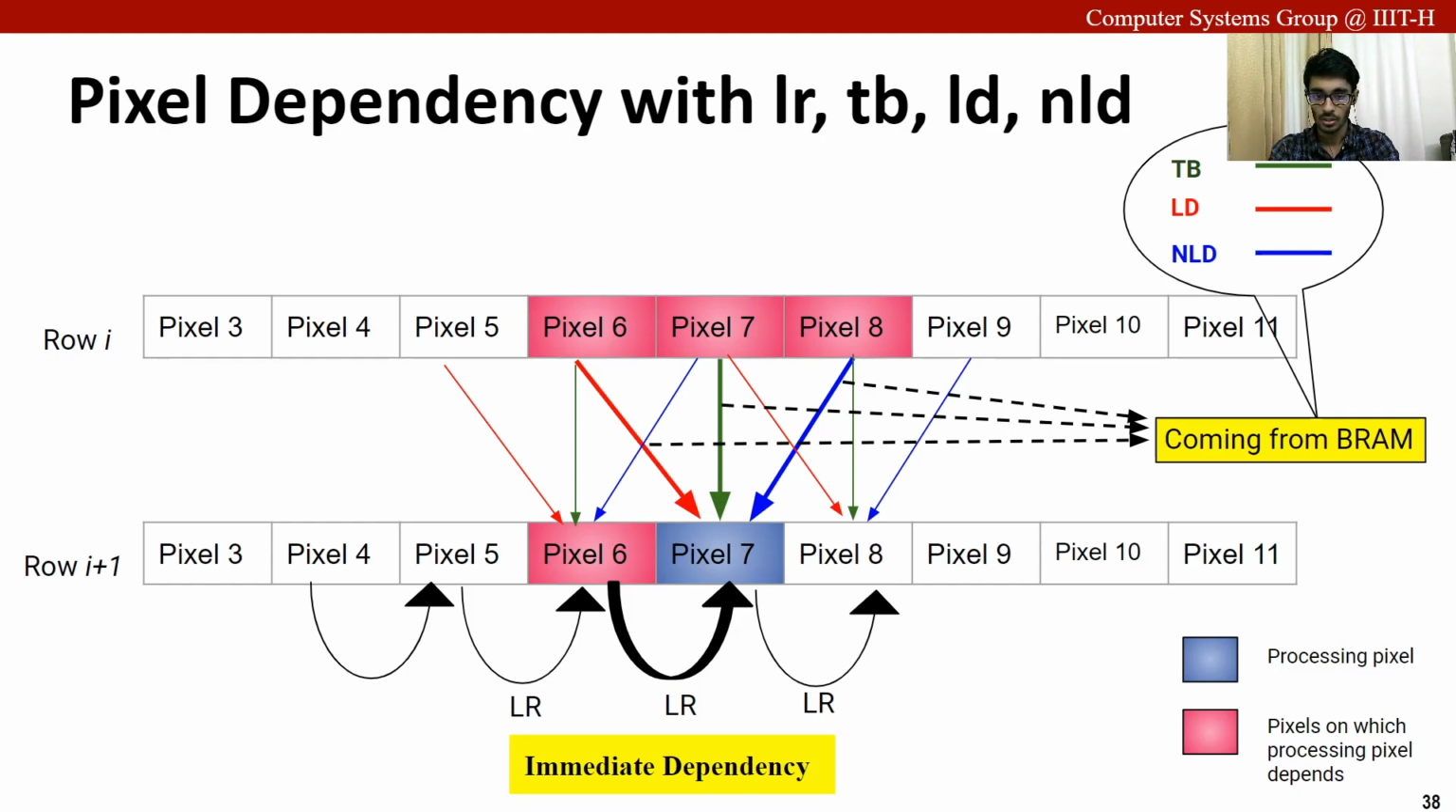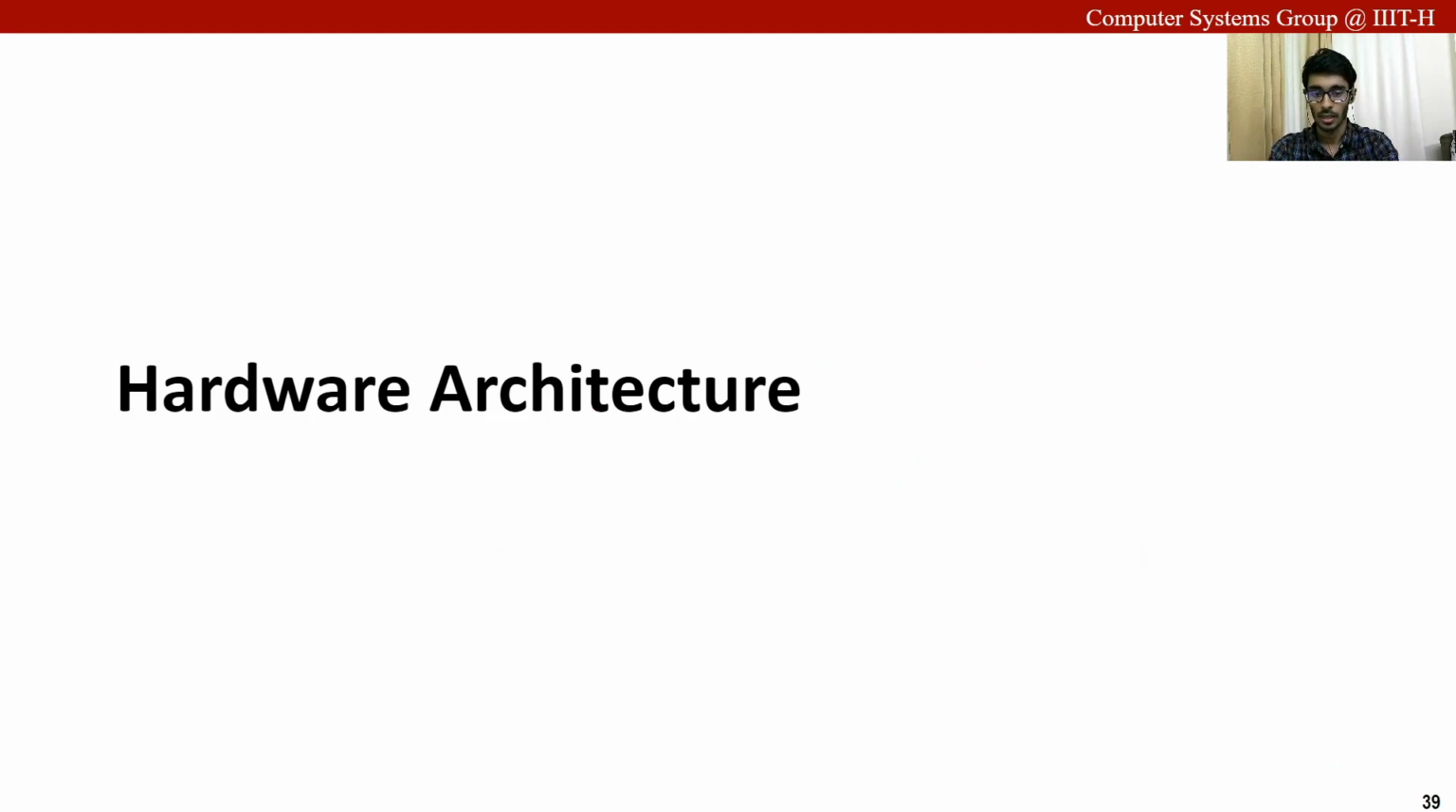But when we process horizontal directions, there is an immediate dependency. Since pixel 7 can begin processing only after pixel 6 has given the output. So we propose a heterogeneous FPGA plus CPU stereo vision system.